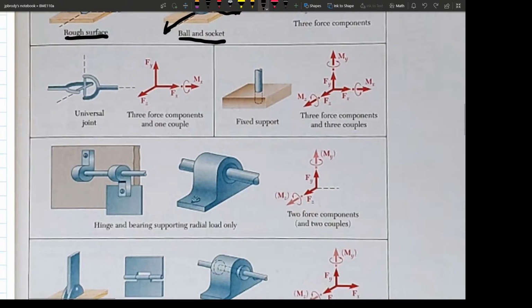Okay, and then we get into some more complex ones here. You can see this universal joint, whatever this thing is, provides these 3 force components and a single couple. This one, the fixed support, this is what I was calling a fence post last time, and it just looks like a post sunk into the ground, and then that provides support on, you can see all 3 forces and all 3 couples.